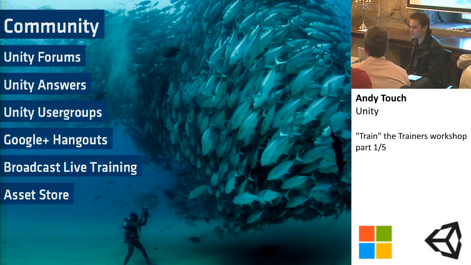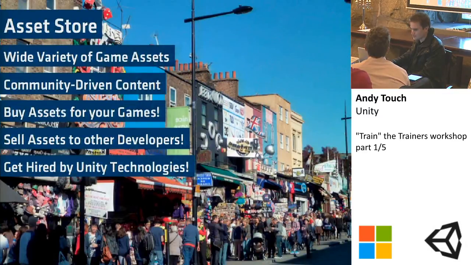And we have the asset store, so people can sell assets, buy assets. A lot of people quit their jobs so they can just sell stuff on the asset store. We've hired people from the asset store as well because they're pretty awesome at what they do. So you can buy assets, sell assets, get hired by Unity. We've hired quite a few people from the asset store to come work on our engine, which is quite nice.